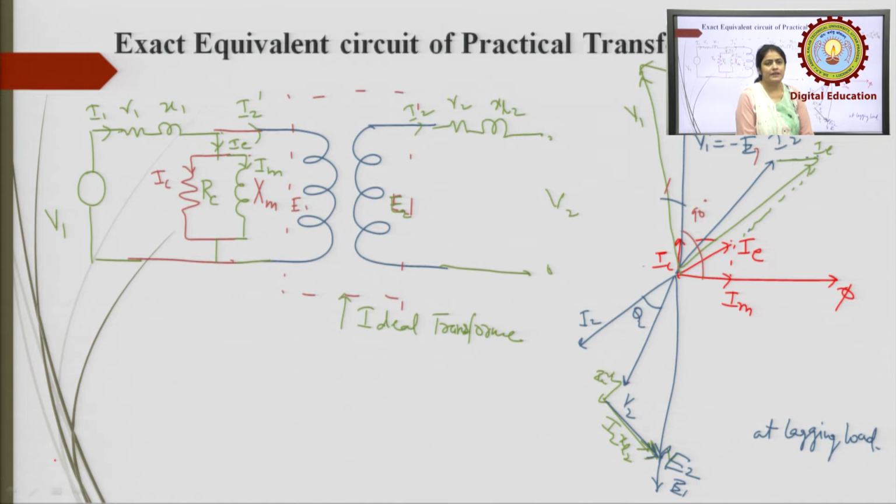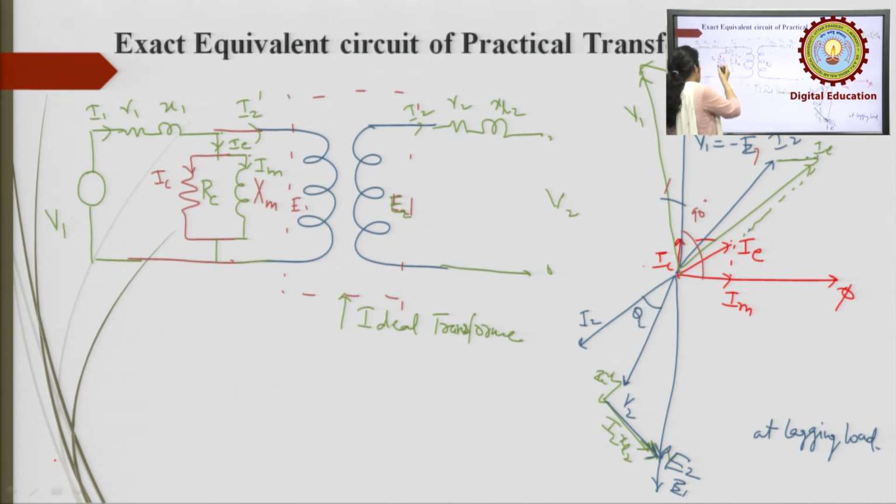If in the ideal transformer we add all these parameters, it becomes a practical transformer, because nothing is ideal. So to analyze the transformer we have to consider all these losses and drops in the transformer. Okay, so this is the equivalent circuit of the practical transformer. How do you simplify this circuit?